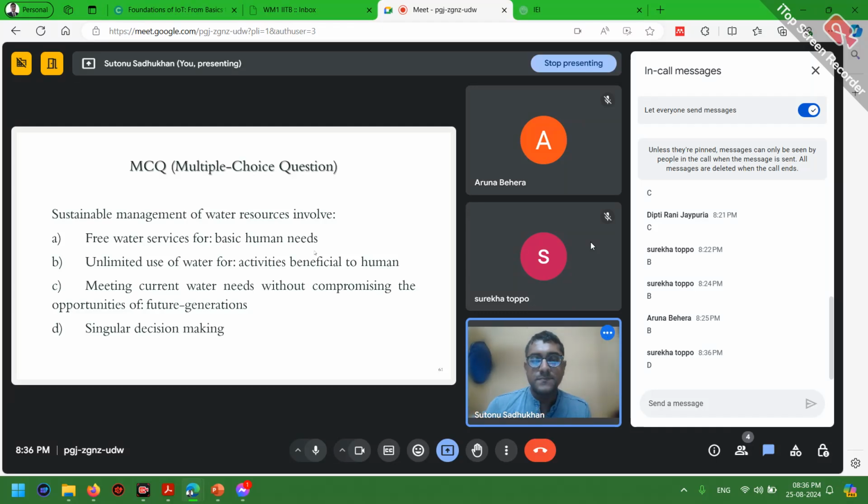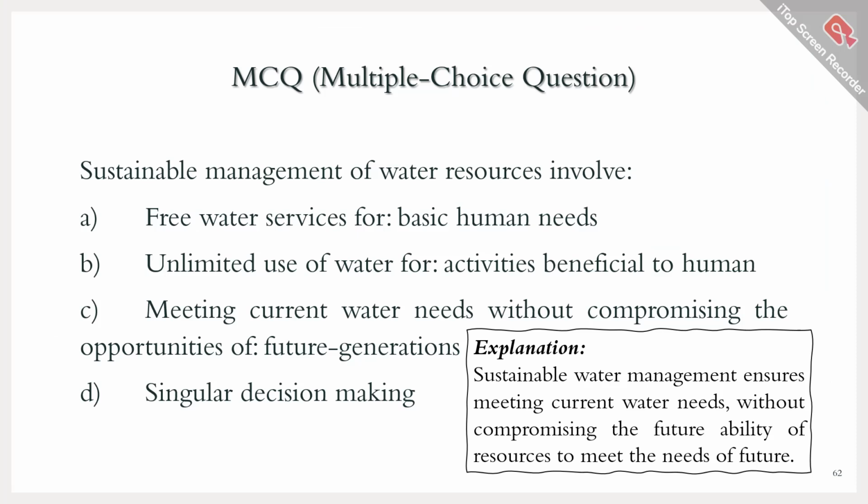It's basically human technology, which not only lasts for longer period of time, but also it sustains the environment, the economy of a particular region, and also the social demands of the people. So for these three aspects, economic, social, and environmental, all these three are also fulfilled for longer period of time, not only the technology itself. Then we can call something as sustainable. Otherwise, it is not completely sustainable. So if we want to do sustainable management of water resources, it will involve which one of the following? Surek has given answer as option D. So we'll see the explanation. Sustainable water management ensures meeting current water needs without compromising the future ability of resources to meet the needs of future. So option C is the correct answer.